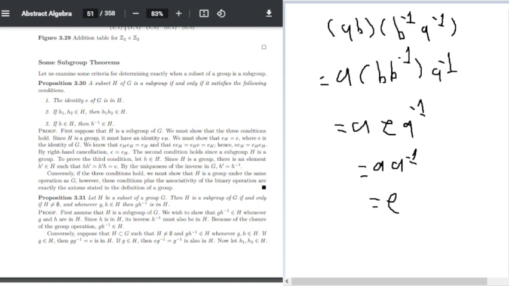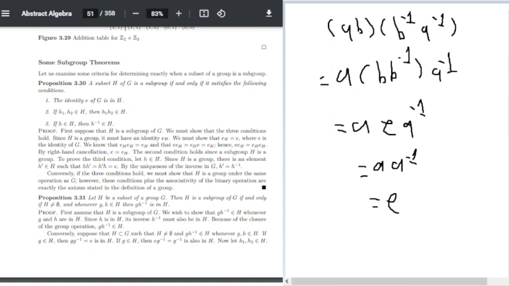Some subgroup theorems. Let us examine some criteria for determining exactly when a subset of a group is a subgroup. Proposition 3.3. A subset H of a group G is a subgroup if and only if it satisfies the following conditions. First, the identity e of G is in H. Second, if h1 and h2 are in H, then h1 times h2 is in H. And third, if h is in H, then h to the negative 1 is in H.